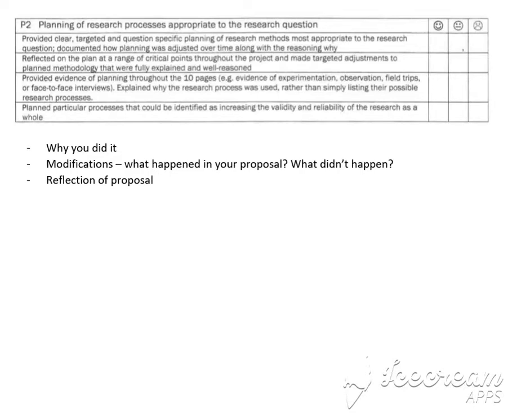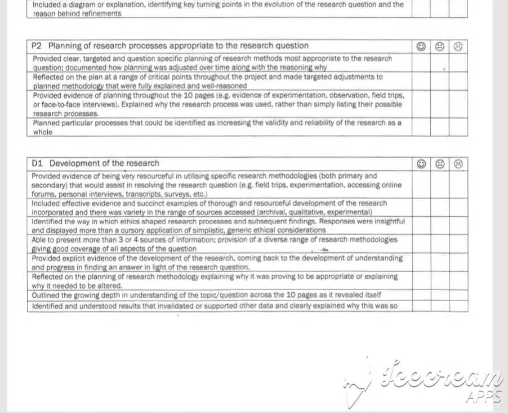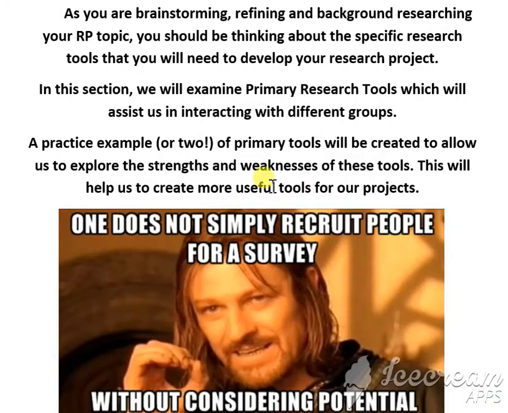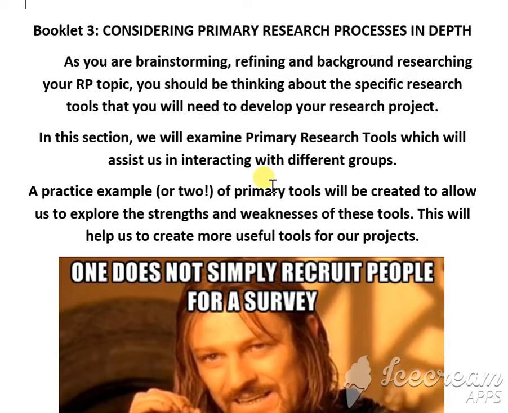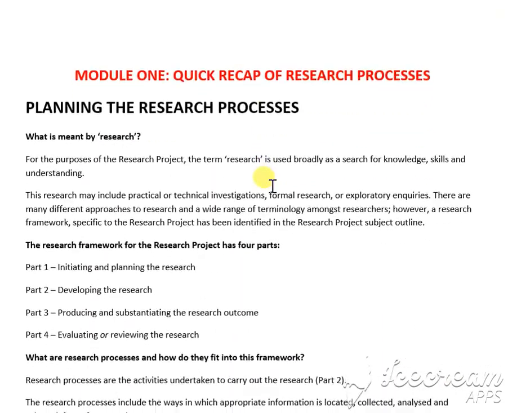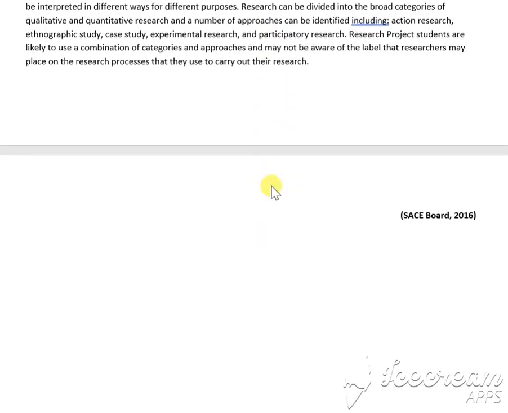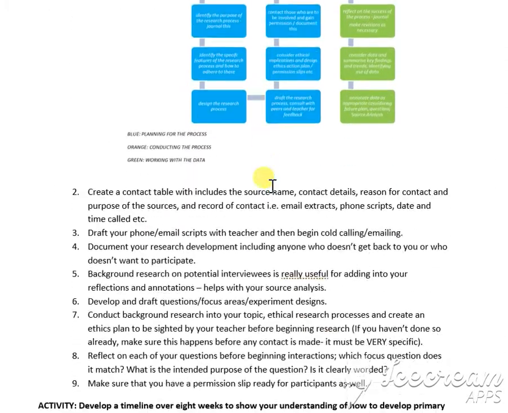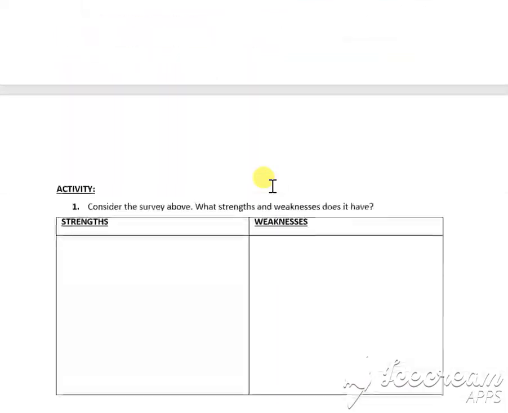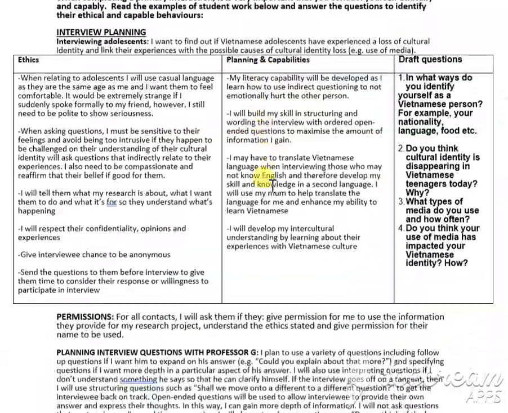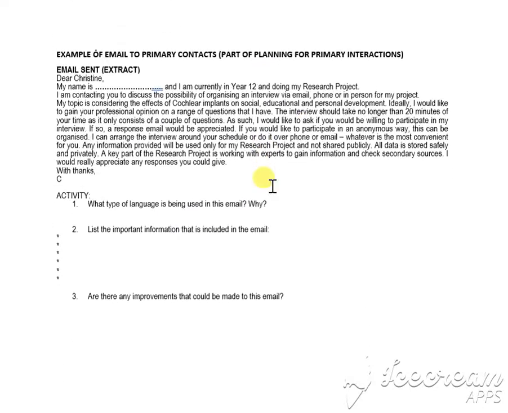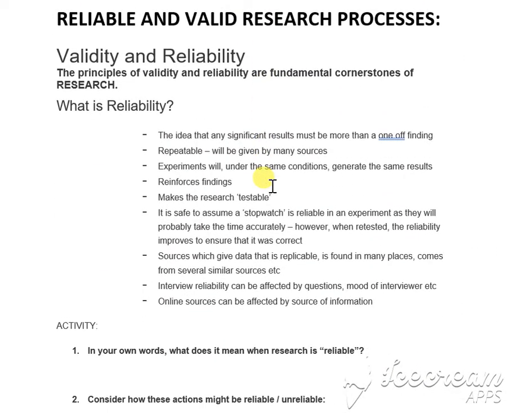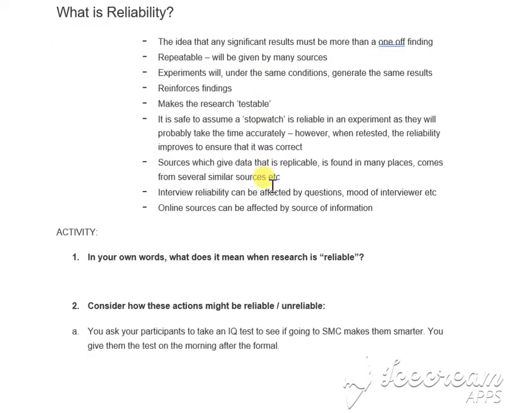So then we're looking at these critical points and we're asking you to reason with your methodology. And one of the materials that we produced for you earlier in the year was booklet 3, which was looking at primary research processes in depth. And we were asking you to think about how you conduct yourself as a researcher and what types of decisions you might make as a researcher, how you would be ethical, how you would develop your capabilities, what makes something valid, what makes something reliable.